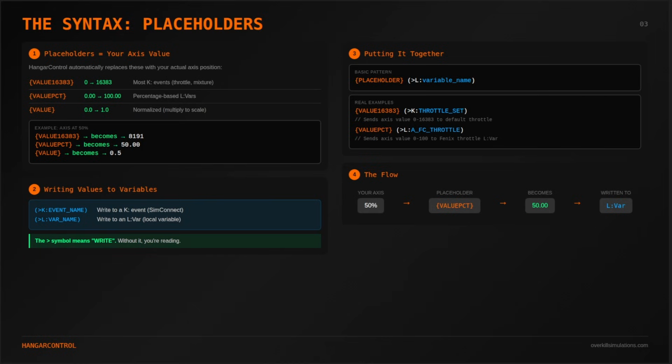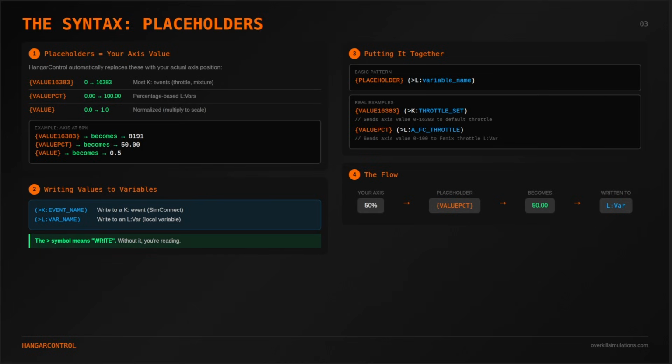In the last example window we have here, you can see real examples. Okay, this takes your axis position, converts it to 0 to 16,383. This is what most throttle axes use nowadays, or not even throttle, just most axes, and sends it to the default throttle event, throttle set. Okay, and then you can see here in the second one, now we're talking about this one specifically, would be for your A320. Now this would combine both of them. So this would be your Fenix for both throttles on a single axis.